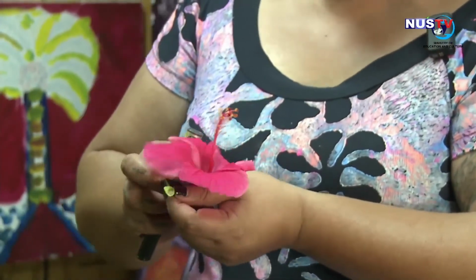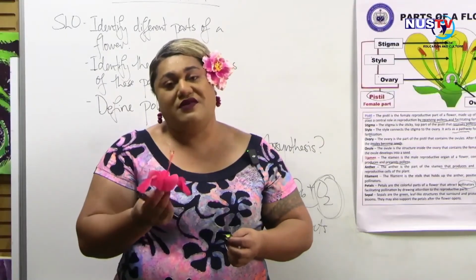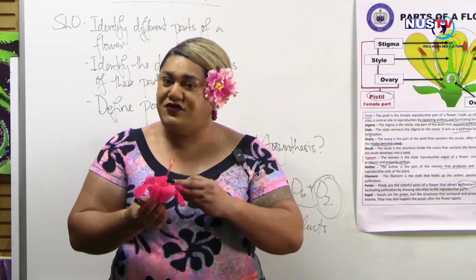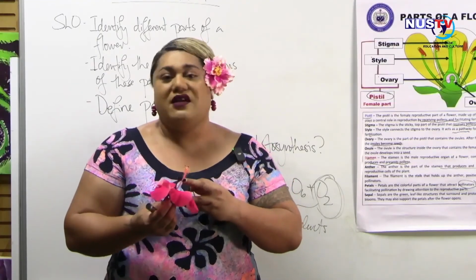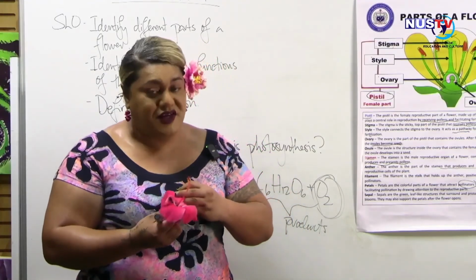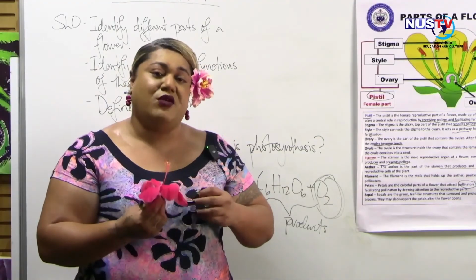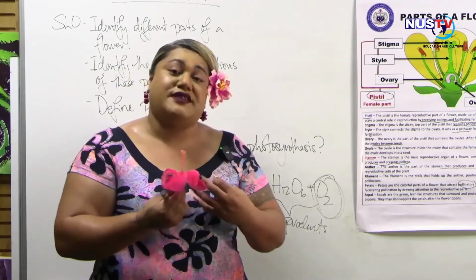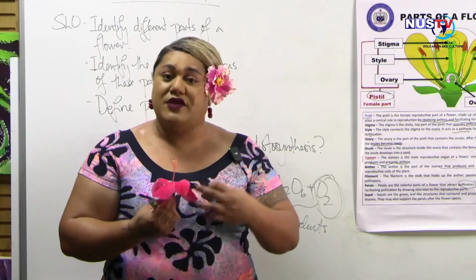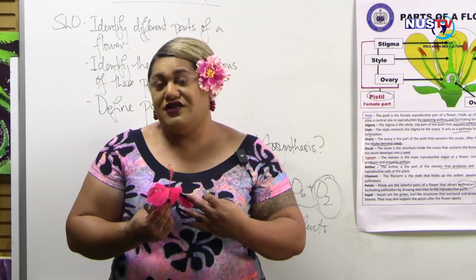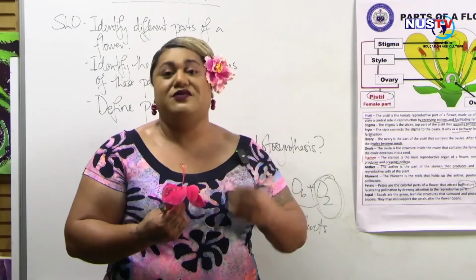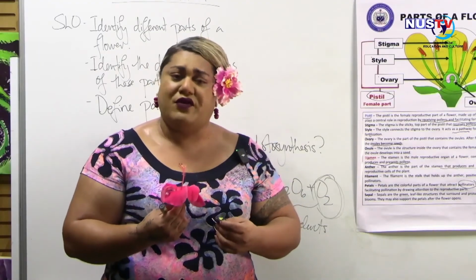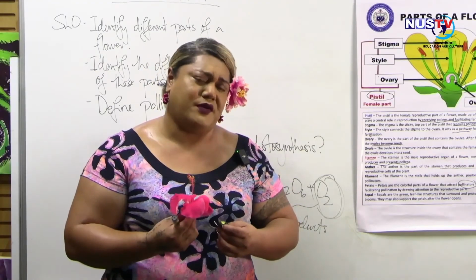So every time you see a flower, especially out there, you know that the different colors or the different petals attract agents or pollinators in order for them to help transfer the pollen from the anther to the pistil in order for pollination to occur.